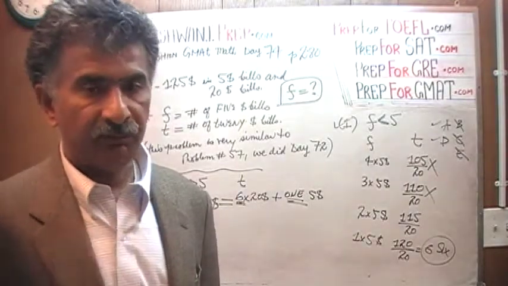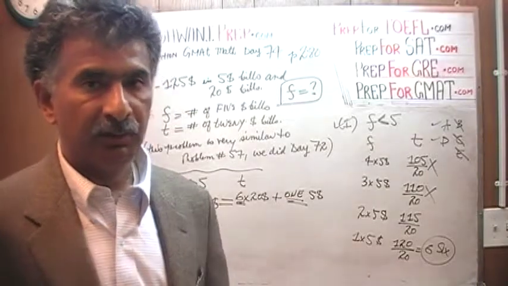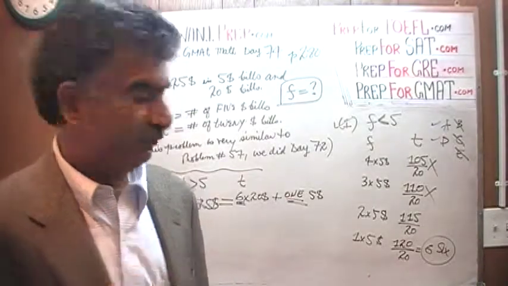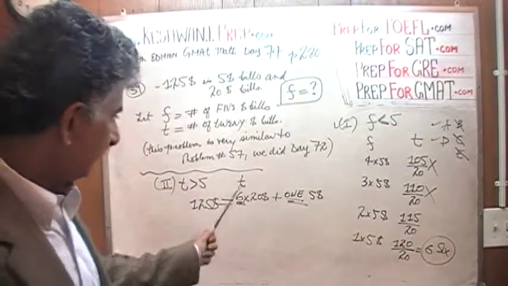If the first statement tells you that we have 6 $20 bills, the second statement bloody well also tells us that we have 6 $20 bills. Is that right? 6 $20 bills. That's right.